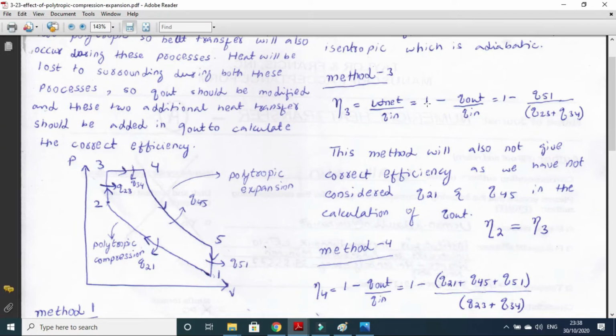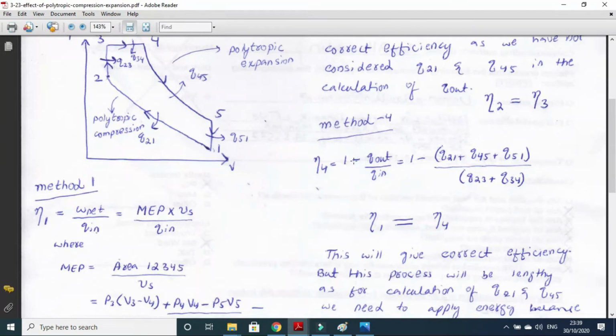Now, the third method. In the third method, you calculate the efficiency by net work output divided by Q in, and net work will be 1 minus Q out upon Q in, and for Q out you only considered Q51, divided by Q23 plus Q34 for Q in. Here you can see that you have only considered this Q out. Then again this formula will give you the wrong efficiency, and this will not be the correct efficiency.